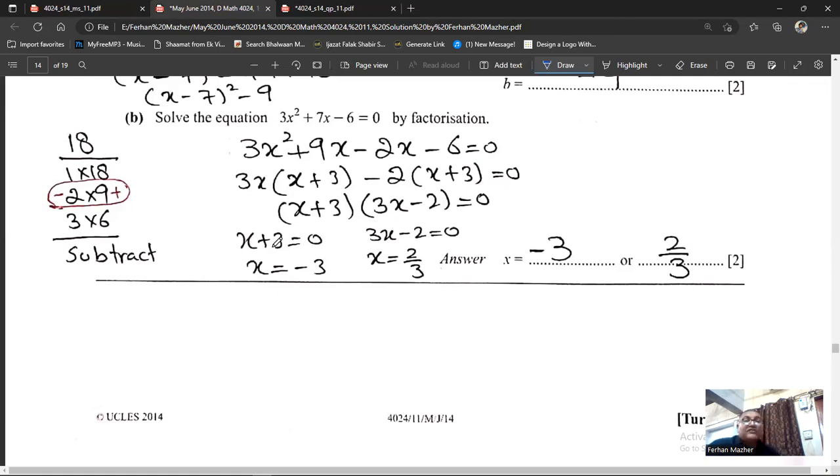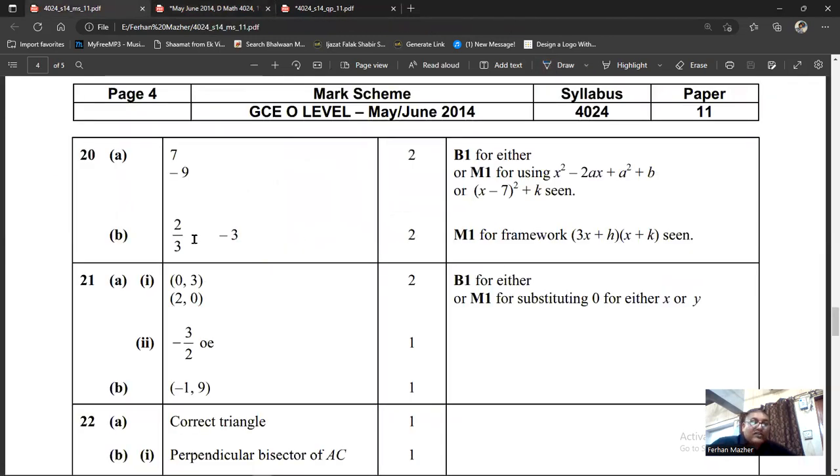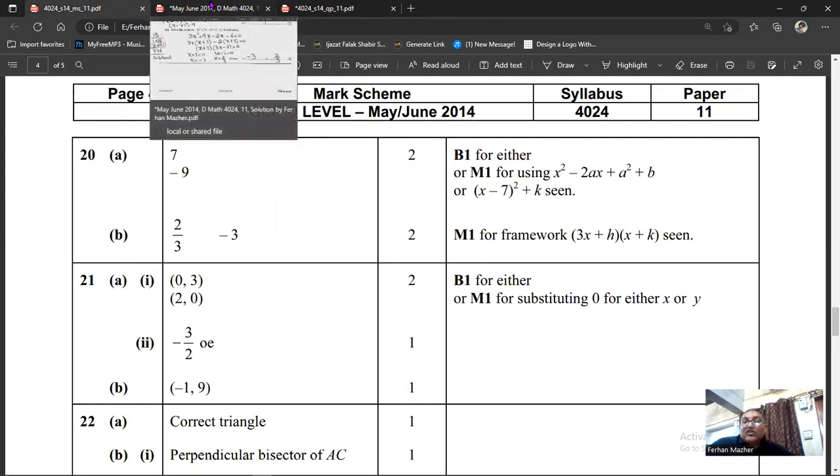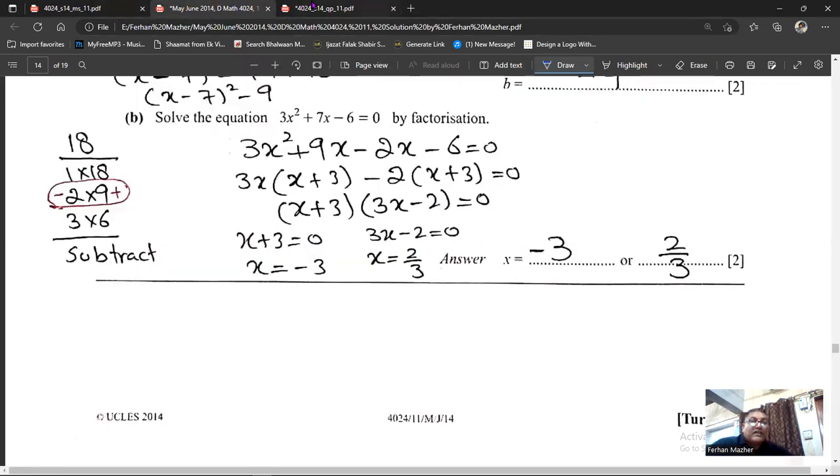So this bracket, x plus 3 equals 0, so x will be equal to -3. This bracket, 3x minus 2 equals 0, so 3x will be equal to 2, so x is 2 by 3. So there are two answers. One is -3. The other one is 2 by 3. So -3 and 2 by 3 is the right answer, sir. Question number 20. Okay.